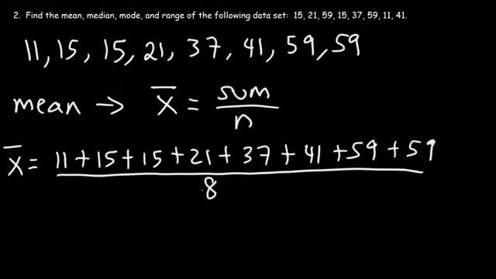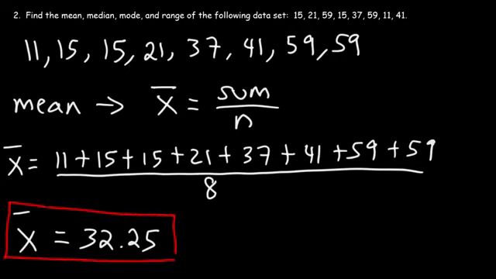So we have 11 plus 15 plus another 15, and then 21, 37, 41, and 59s. So I got a sum of 258. If we divide that by 8, you'll find that the mean is 32.25. So that's the answer for the first part of the problem.